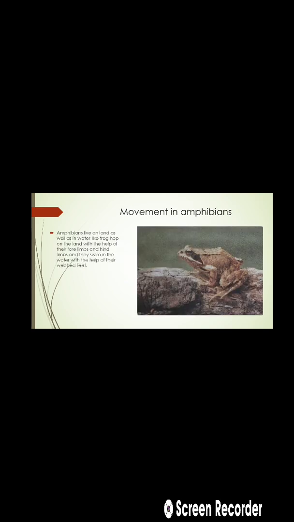Now, movement in amphibians. Amphibians like frogs can live on land as well as in water. The adult frog moves by crawling, hopping and jumping with the help of forelimbs and hind limbs. And they have webbed feet, so they swim in the water with the help of their webbed feet.